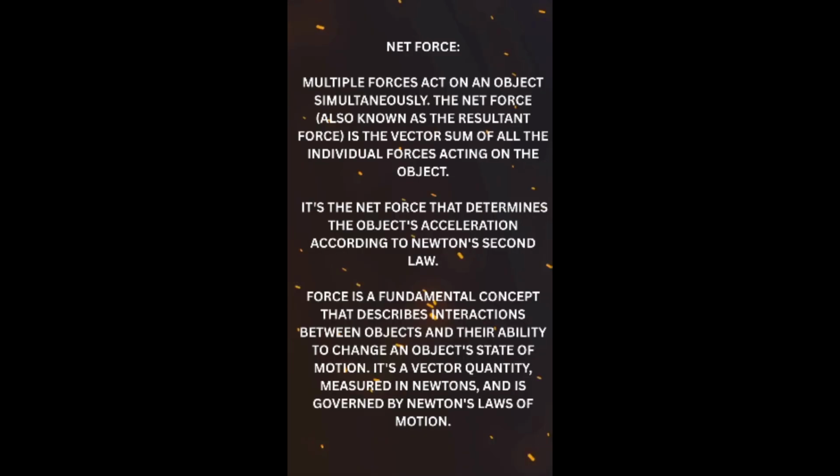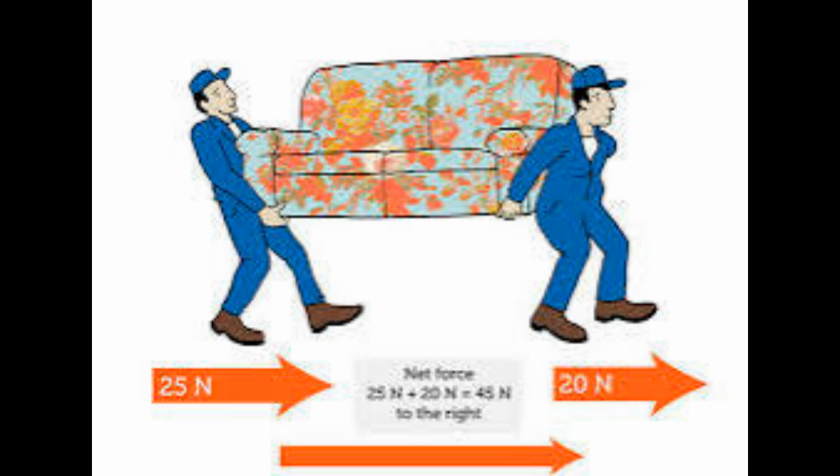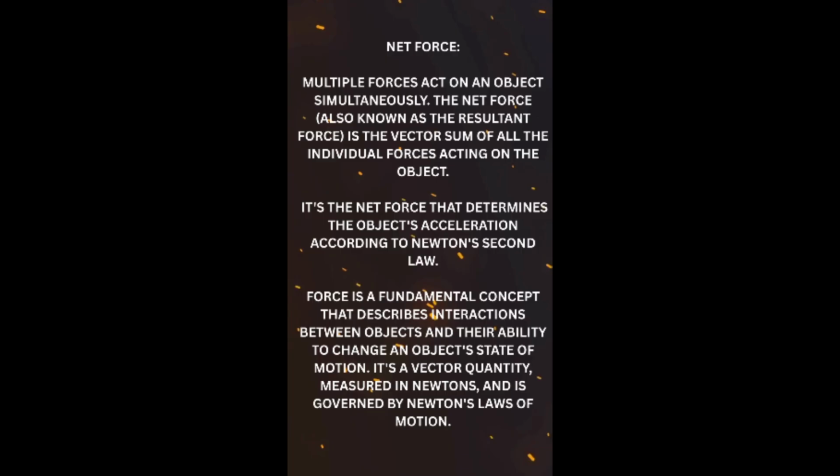Net force. What do you mean by net force? We can understand this force by its name. Net force is when multiple forces act on an object simultaneously. The net force, also known as the resultant force, is the vector sum of all the individual forces acting on the object. It's the net force that determines the object's acceleration according to Newton's second law.